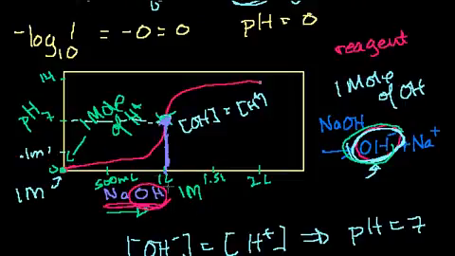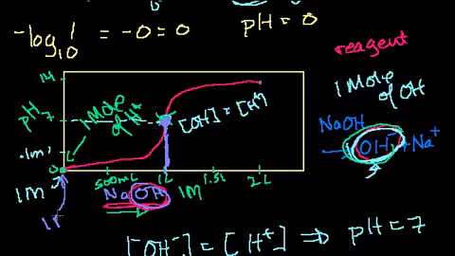So I must have added 1 mole of hydroxide to get to this point. So I must have neutralized 1 mole of hydrogen. So there must have been 1 mole of hydrogen to begin with. And since I had 1 liter of solution, I had 1 mole of hydrogen in 1 liter of solution. So my original molarity was 1. Anyway, I don't want to confuse you too much. In the next video, I'm going to try to do the same thing, but I'm going to do it with a weak acid.